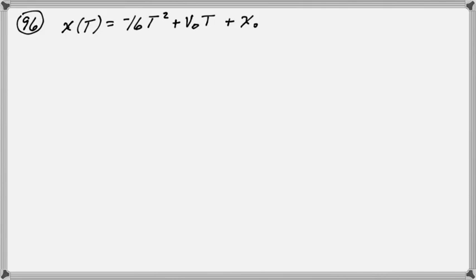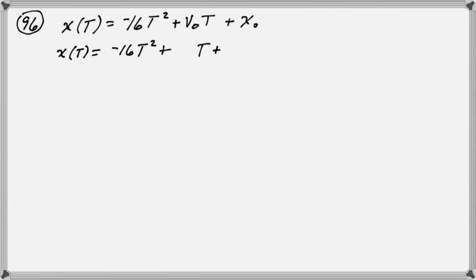Okay, 96 tells me a ball is thrown straight downward from the top of a 220-foot building. Because it's feet, I have to use negative 16 here. So I'm going to go ahead and just rewrite it. Negative 16t squared.